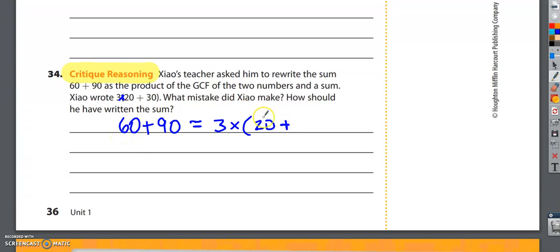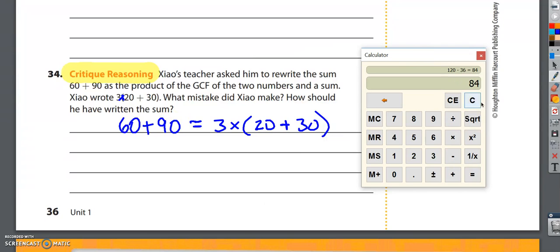So I'm going to add, and then he added 30. And now I'm going to check this way. I'm going to say 3 times 30. What's 3 times 30? It's 90. Then I could use a calculator to check. 60 plus 90 is 150. Now on this one I would do 20 plus 30. That's 50. I'm going to multiply that by 3 and I get 150. So those are equal to each other.